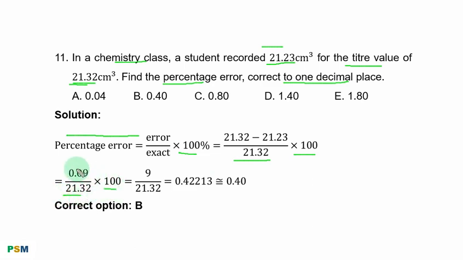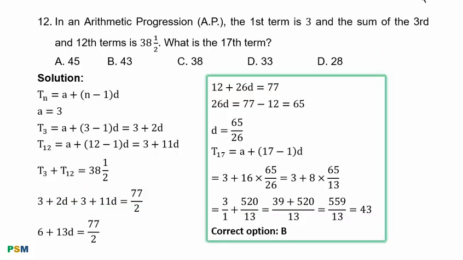If you multiply these two values, you have 9 over 21.32. When you divide, you have 0.4213. To 1 decimal place, you have 0.4. The correct option is B.